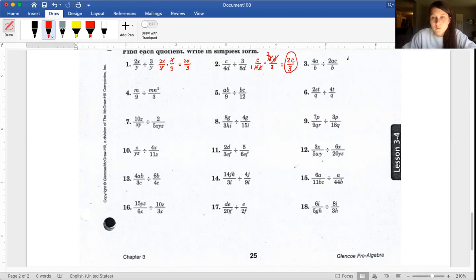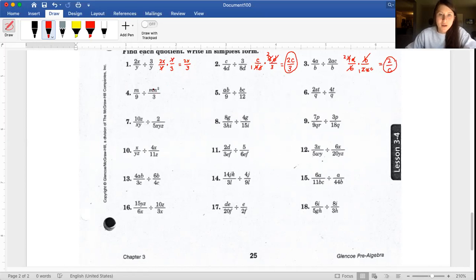Number 3, 4a over b. And I'm going to do the inverse. So times b over 2 times a times c. So b and b cancel. And then a and a cancel, and then I've got 4 and 2. So this is divided by 2 is 2, divided by 2 is 1. So I've got 2 over 1c. And if there's only 1c, then it would just be 2 over c. And you don't even have to write that 1 because 1c is the same thing as c.